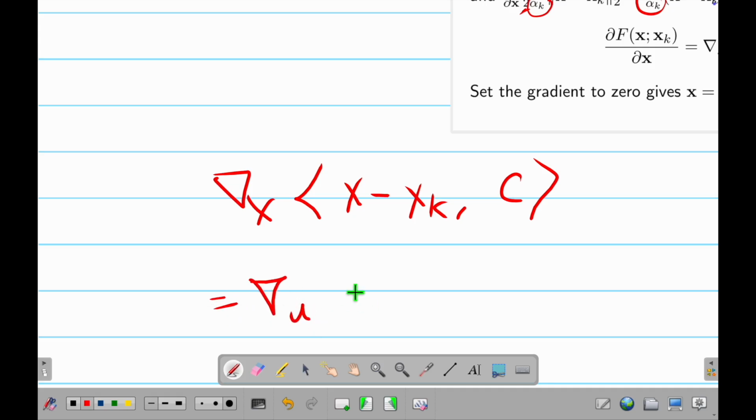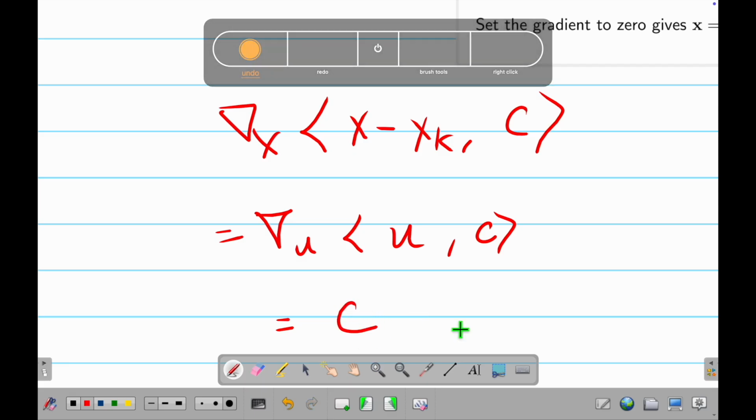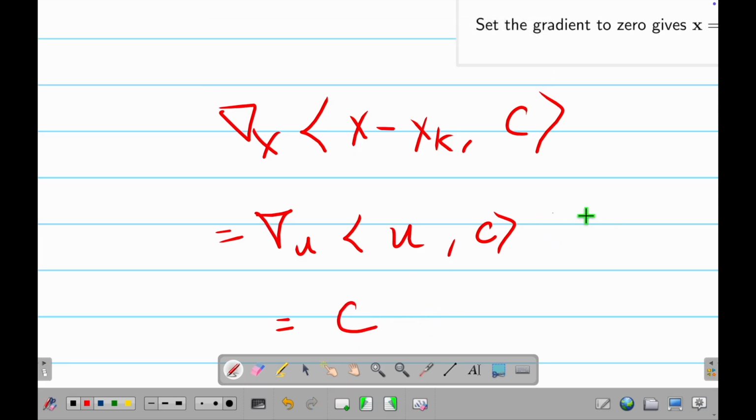Well, I do this. I call this u. Then what? This is u. No, this is c. Right? And then I'm done. Then you may wonder, what about the u? Yeah, I can do this, but these are not important. So this is how I do it.